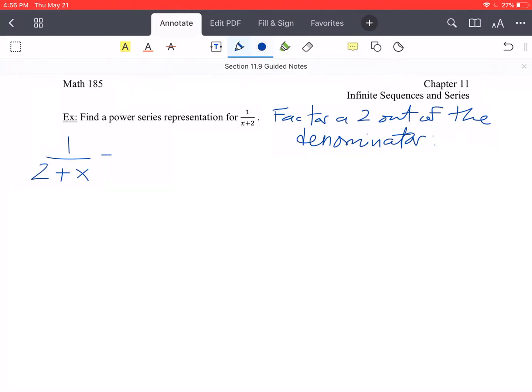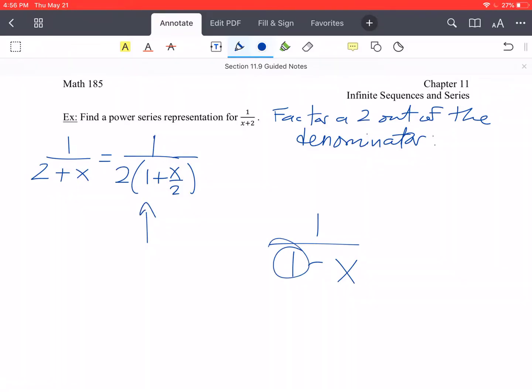Okay, factor out a 2. So 1 over 2 times 1 plus x over 2. And why would we do that? Well, because we need it to look like 1 over 1 minus x. Alright, so I'm going to need to get a 1 here, which we just did. And now we're going to need to get the minus x, which we're going to use a trick similar to the one we did on the last one.